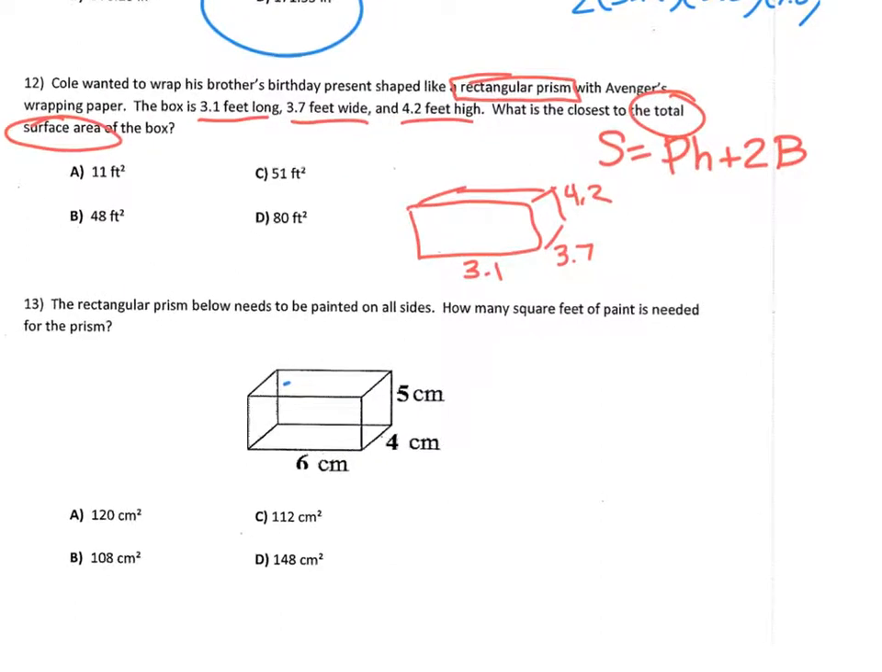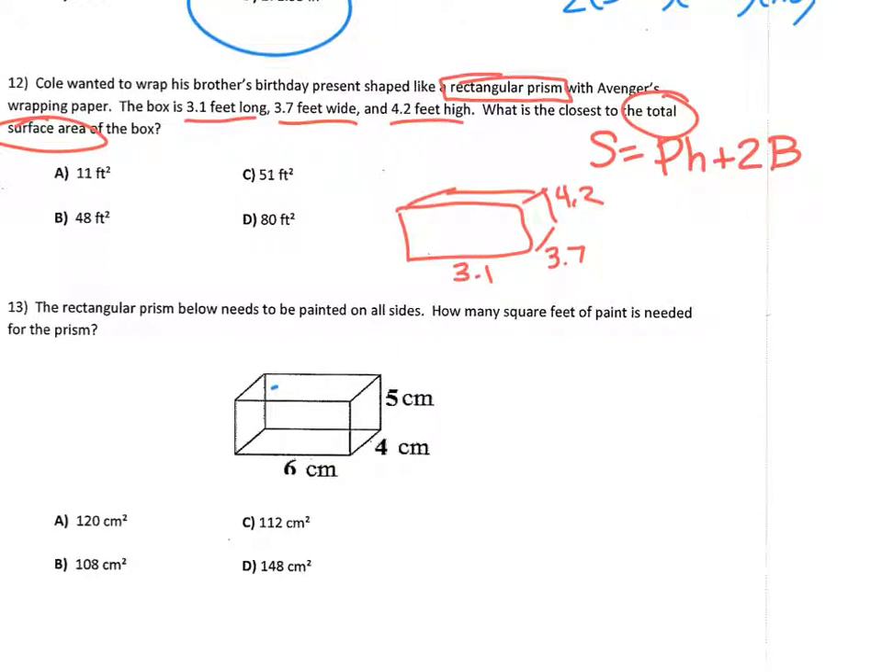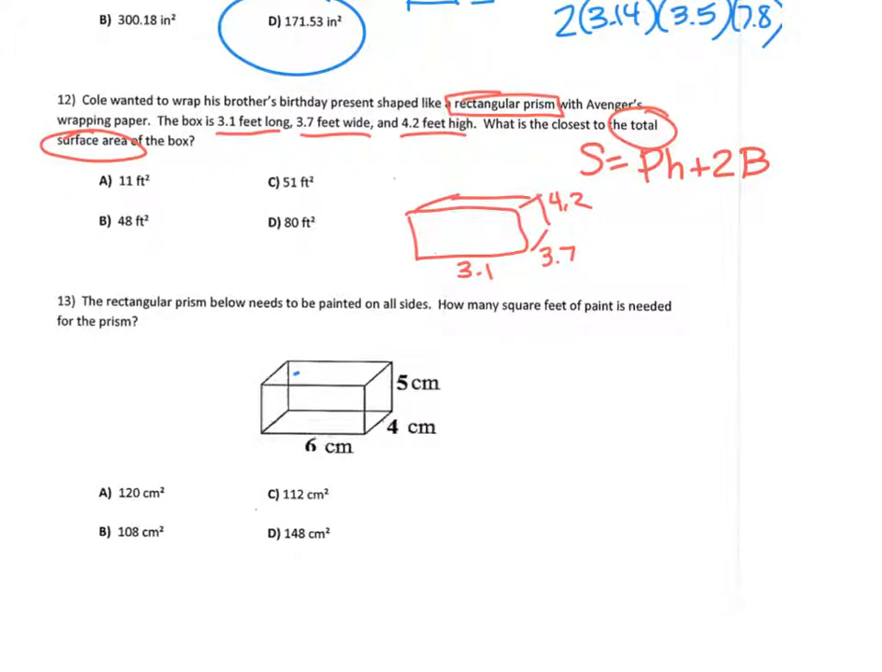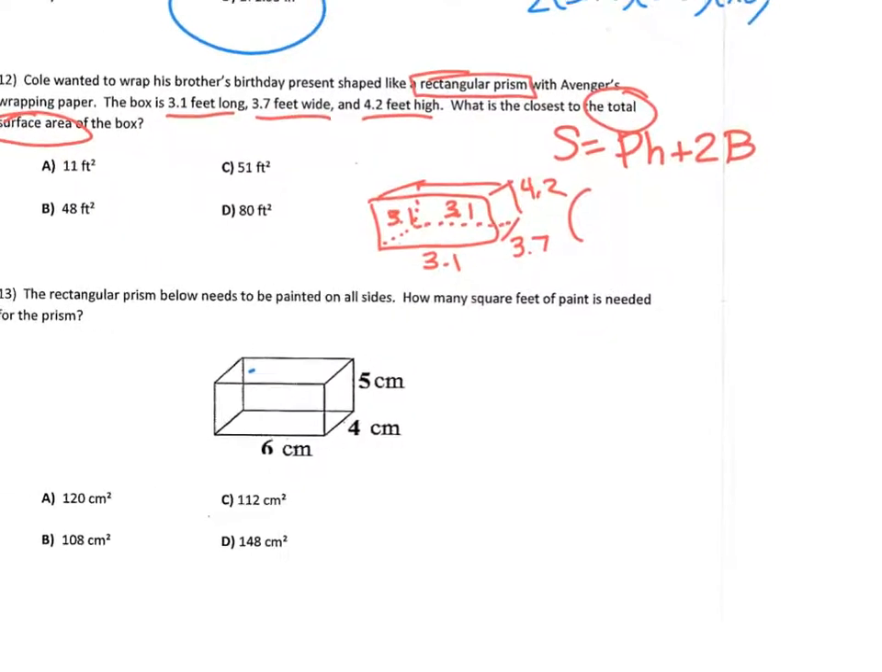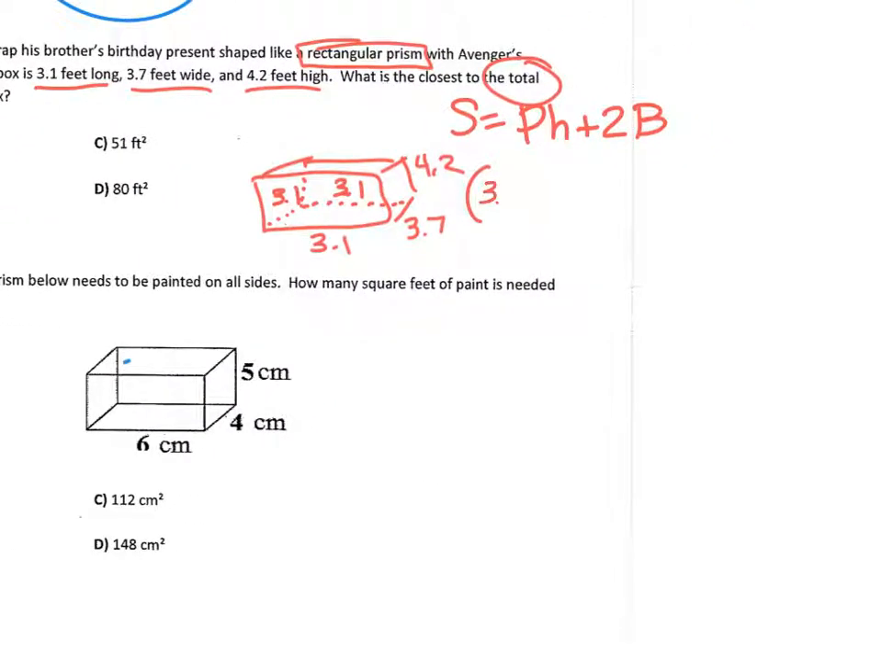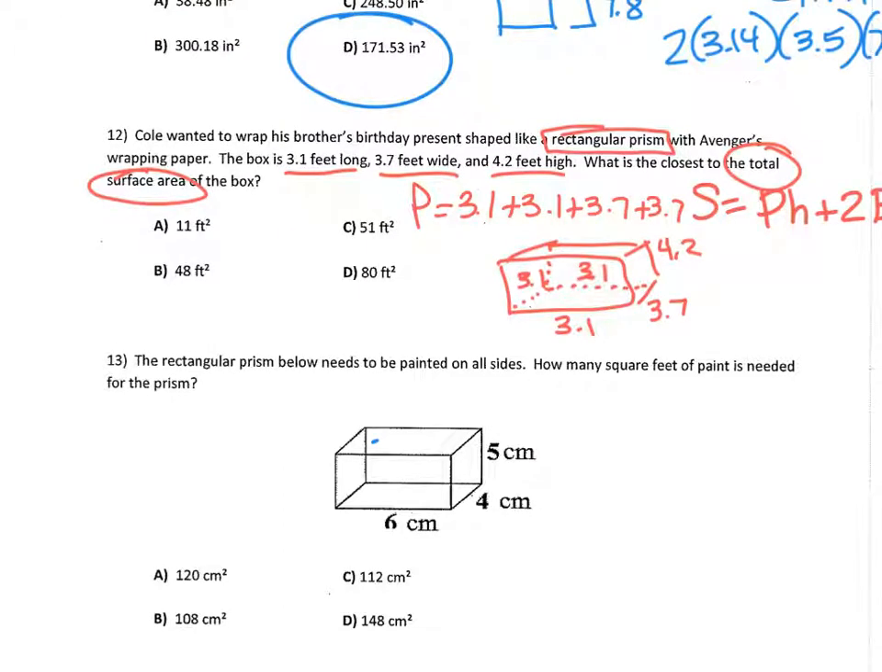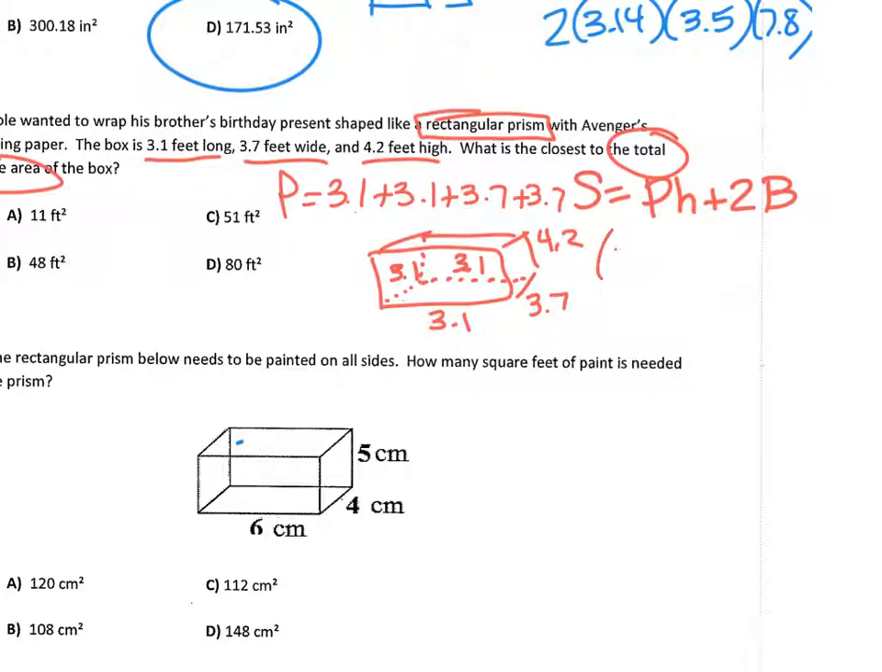So the perimeter of the base times the height plus 2 times the area of the base. The perimeter of your base, what's your base? The perimeter of the base, so 3.1 plus 3.1 plus 3.7 plus 3.7. Okay, 13.6 should be your perimeter.